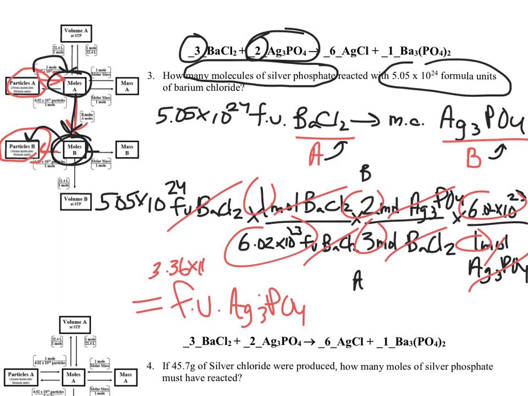3.36 times 10 to the 24th formula units of silver phosphate. And again, I know I asked for molecules, but technically silver phosphate is an ionic compound, so that should be called formula units. Regardless, though, the number should stay the same, 3.36 times 10 to the 24th.